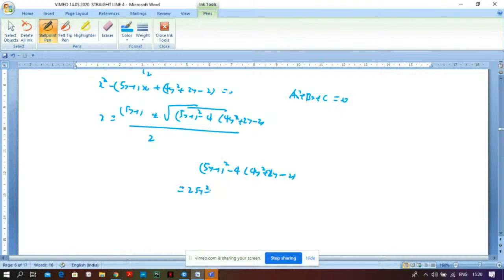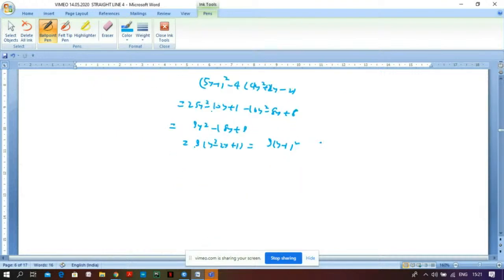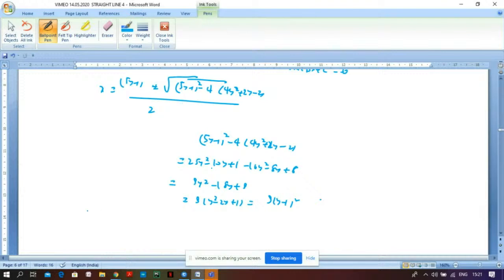That will give you 25y square minus 10y plus 1, and minus 16y squared minus 8y plus 8, and that gives you 9y squared minus 18y plus 9. I can take 9 common, that's y squared minus 2y plus 1, so that's 9 times y minus 1 whole squared, and so that gives me the square root as 3 times y minus 1, so I get x is 5y minus 1 plus minus 3 times y minus 1, over 2.